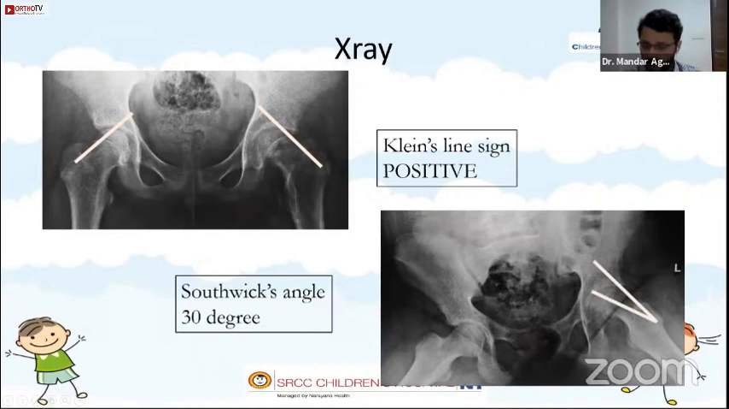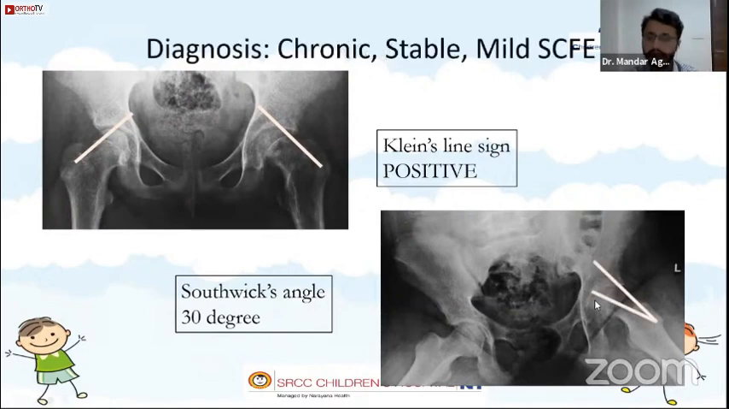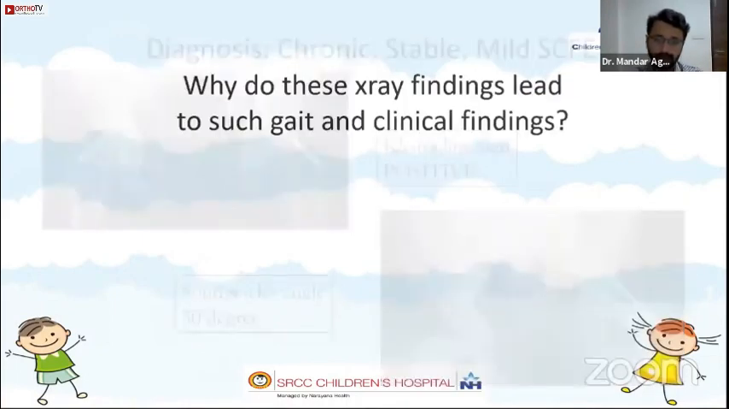The Southwick angle is about 30 degrees, so it's about 25 degrees of slippage. So this is a chronic, stable, mild slip. You know you have to classify them, and we have to treat a chronic, stable, mild slip. I'll come to the treatment later on.